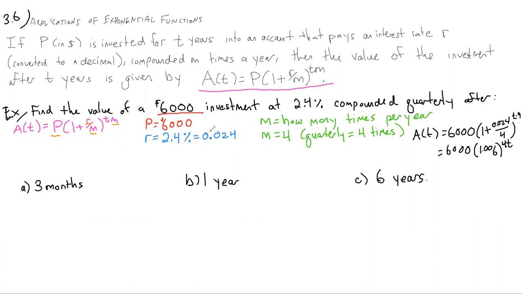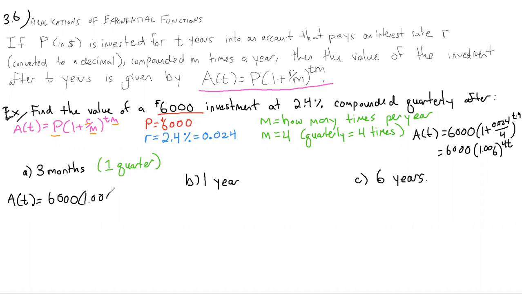Just to see how this works, the first one will be 3 months. I specifically chose that because that's actually 1 quarter, a quarter of a year. If we watch how this formula works, I'm going to plug my numbers in. A of t, I'm going to just rewrite the whole formula: 6,000 times 1.006 to the 4t. So 3 months is a quarter of a year. t should always be measured in years.